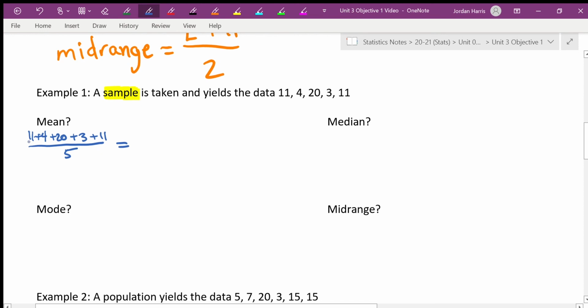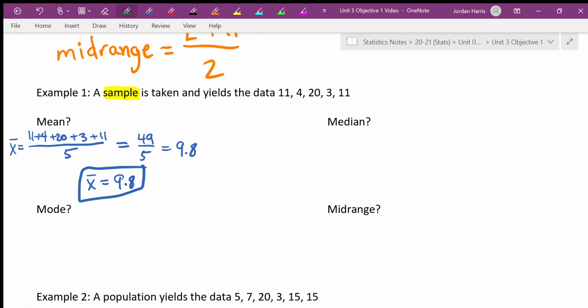So I add them up, I get 15, 35, 38, 49, divided by 5, which is 9.8. So my sample mean, using the correct variable there, is 9.8. Okay, so I actually probably should have put that in the front. Sample mean. X bar is sample mean. Okay, next is the median.